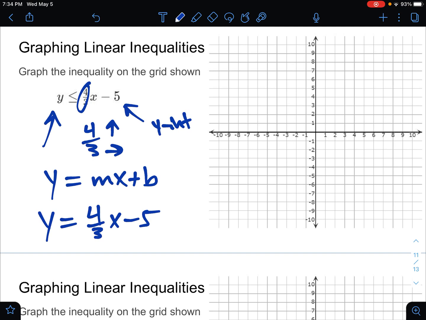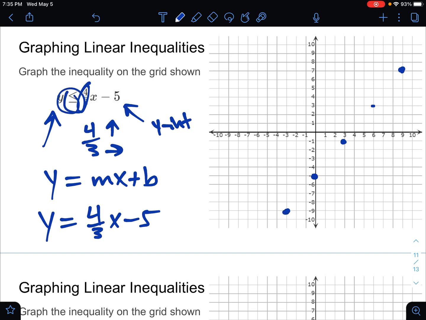Find -5 on your y-axis first, put our coordinate there, and then we're going to follow our slope. So up 4, right 3 from -5. We'll go here and just keep following that pattern: 1, 2, 3, 4, 1, 2, 3, and so on. You can also go backwards from -5, down 4, left 3, to follow the pattern backwards.